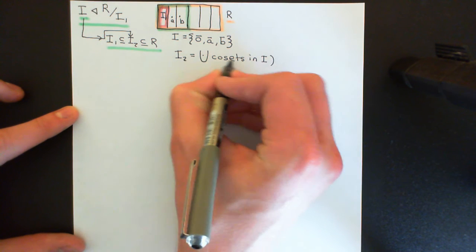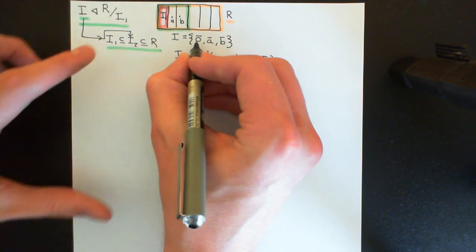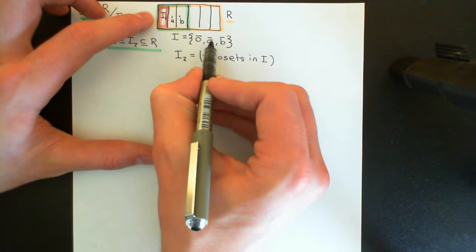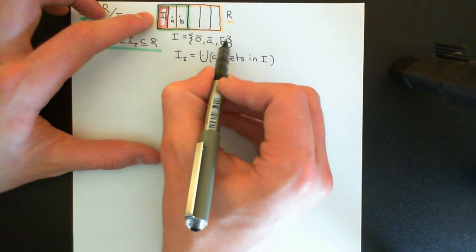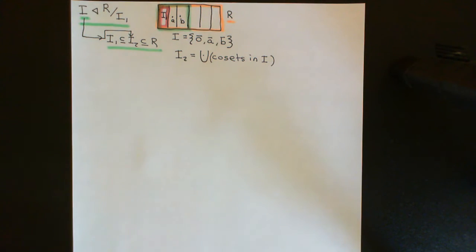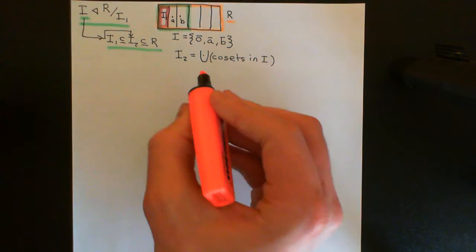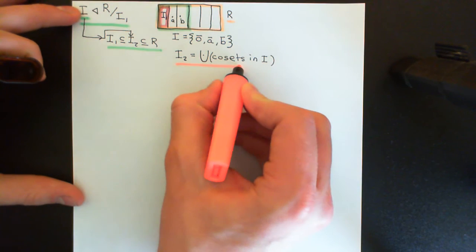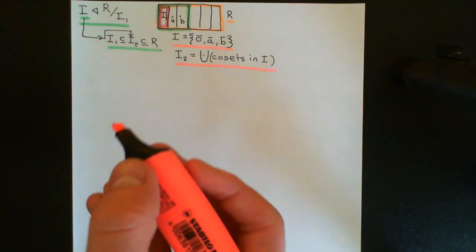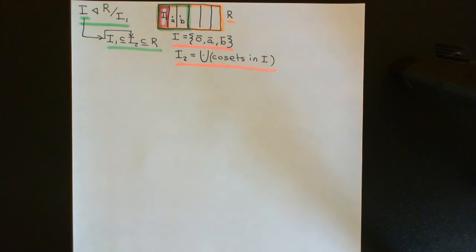Okay, so in the context of this picture, you just union together the 0 bar cosets. You take all the elements in this coset, you add on all the elements in the coset A bar, and all the elements in the coset B bar to create a big subset of our initial ring capital R. Okay, so that's what I'm doing here to construct this new ideal capital I2 in this way.